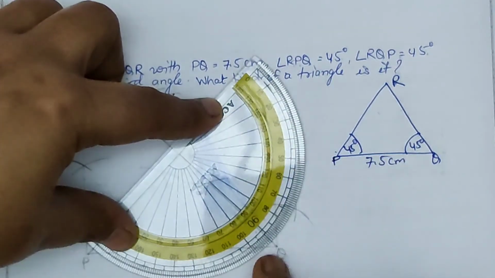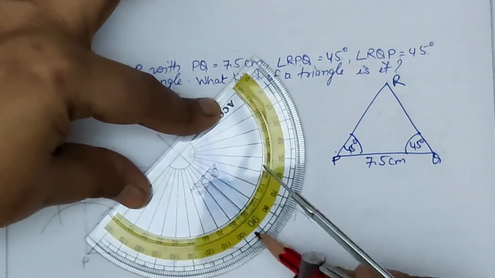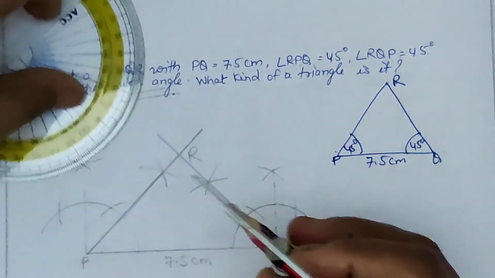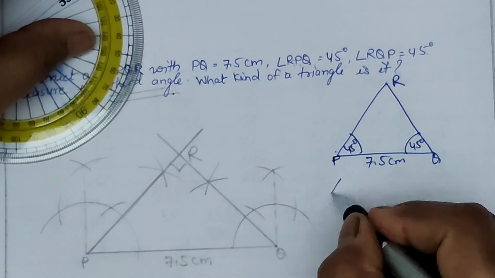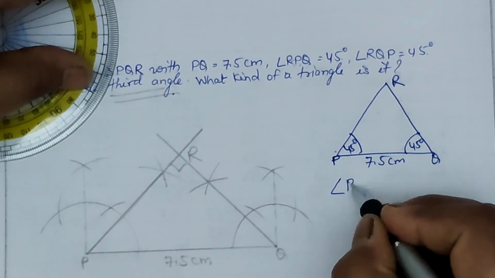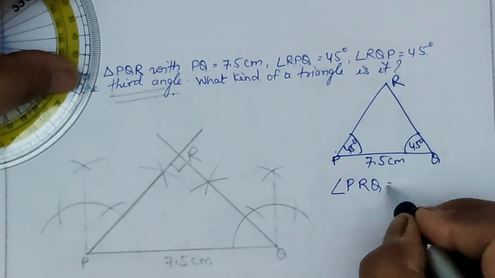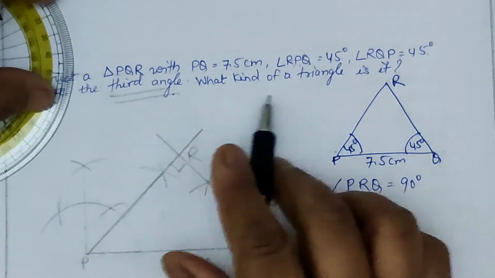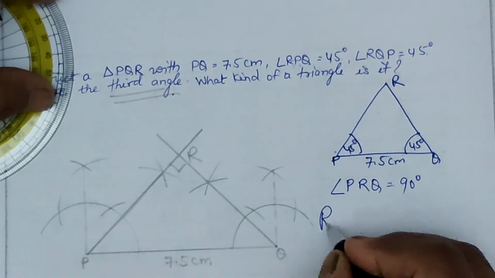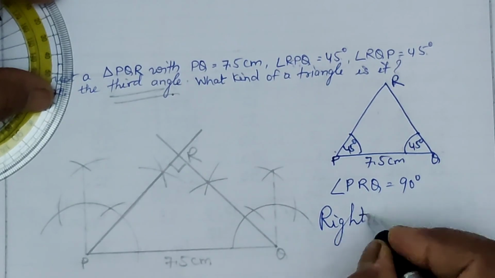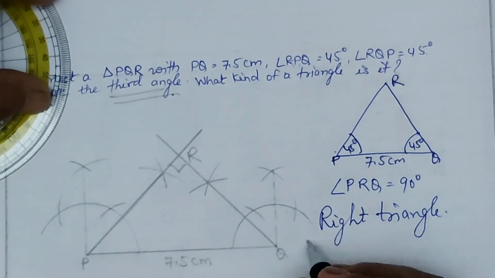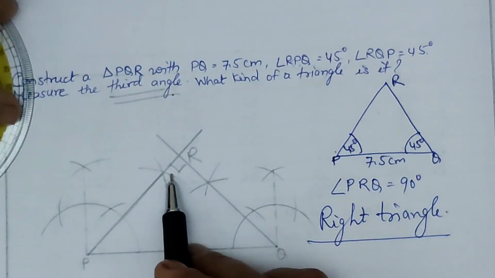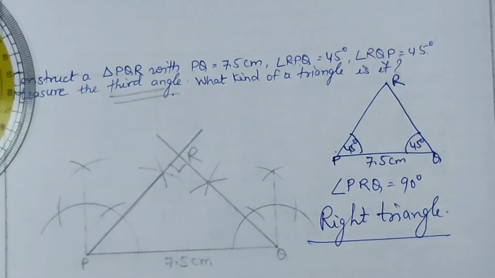This angle equal to 90 degrees. This is angle R. We can write angle PRQ equal to 90 degrees. What kind of triangle is this? Right triangle. This is a right triangle. Right triangle means any one angle equal to 90 degrees. Therefore, this triangle is a right triangle. Okay. Thank you.